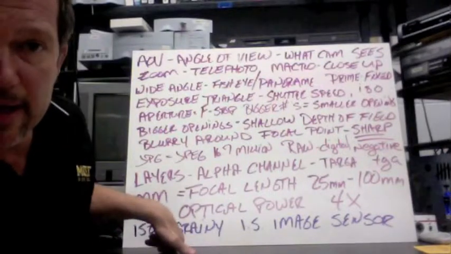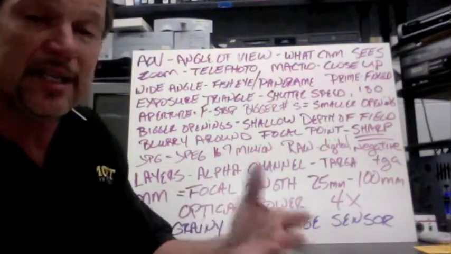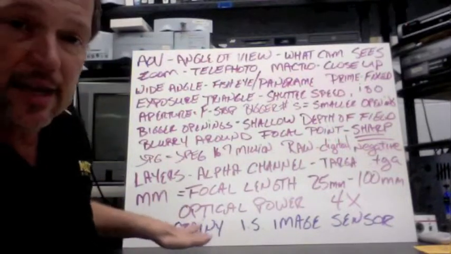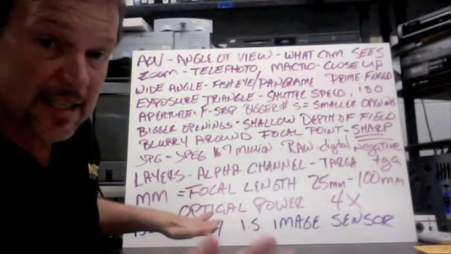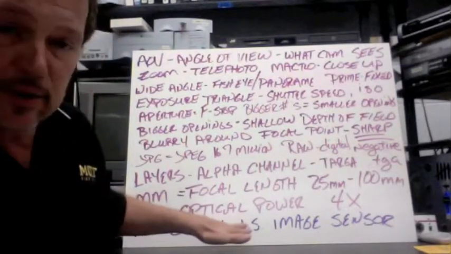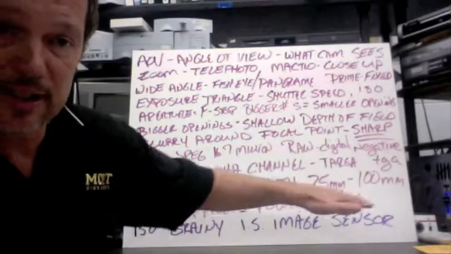ISO is the electronic setting. In the old days, we used to have to buy different speed film. Now it's a simple click of a button on a camera. The higher the ISO, the more light sensitivity, but it also adds some noise or grain to your picture when it's recorded on the IS, the image sensor.